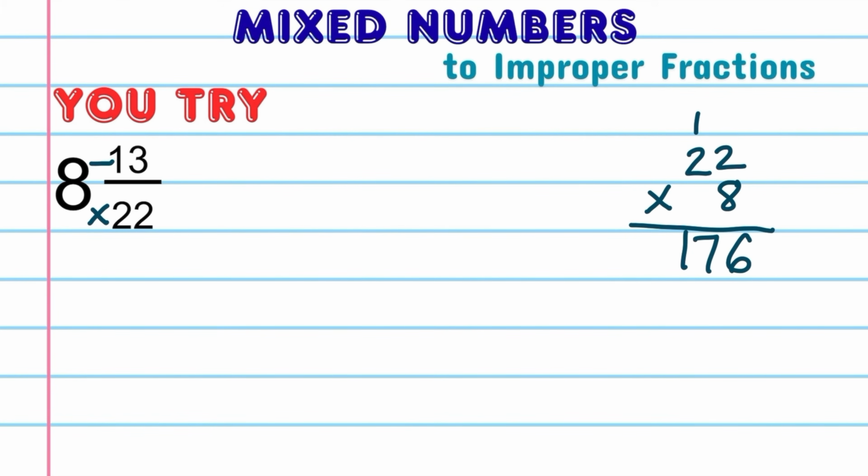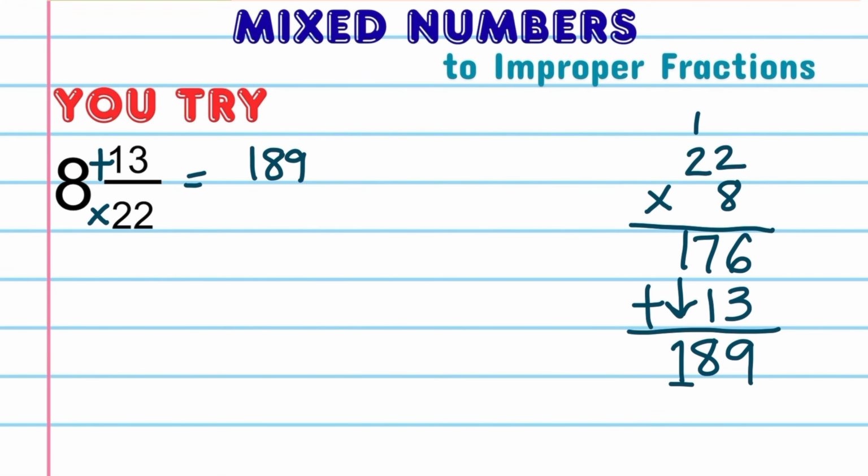Now I'm going to add my numerator. Well, my numerator is 13, so I'm going to come over here to 176, and I'm going to add 13. Well, 6 plus 3 is 9. 7 plus 1 is 8, and I'm just going to bring down my 1 over here. So that means that this converts to 189 over 22, and that is the improper fraction.